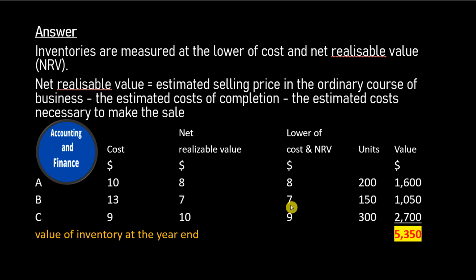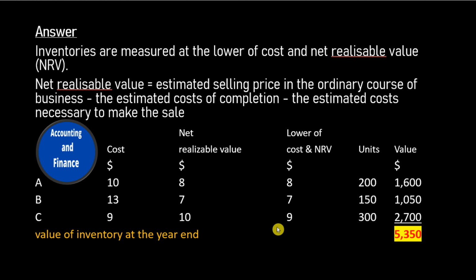Lower of cost and NRV $7. Units 150. Value $1,050. C. Cost $9. Net realizable value $10.